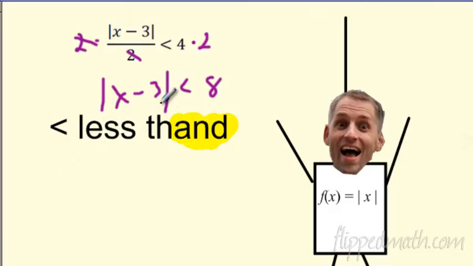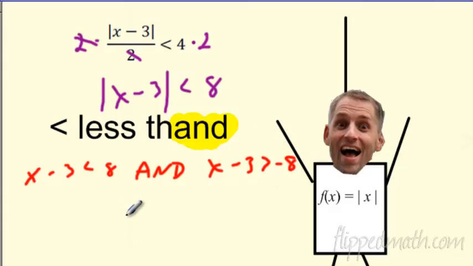So when I'm just down to the absolute value, I'm going to split this up into x minus 3 is less than 8. And I'm going to go ahead and write that in. X minus 3 is what? Flip the sign and make it a negative. So I've got two possibilities. They're connected with an and, so they've got the compound inequality connecting them together.